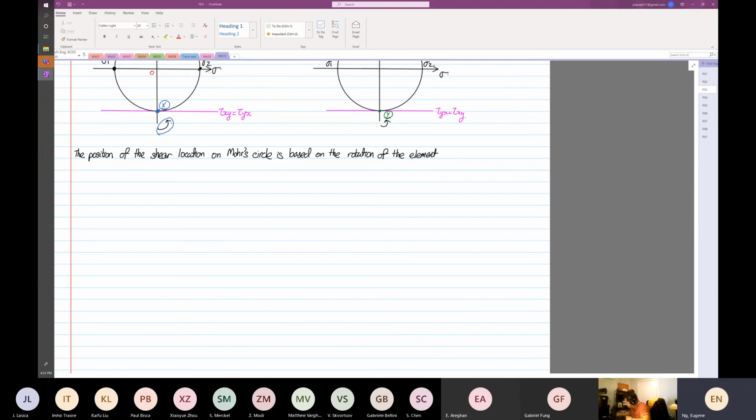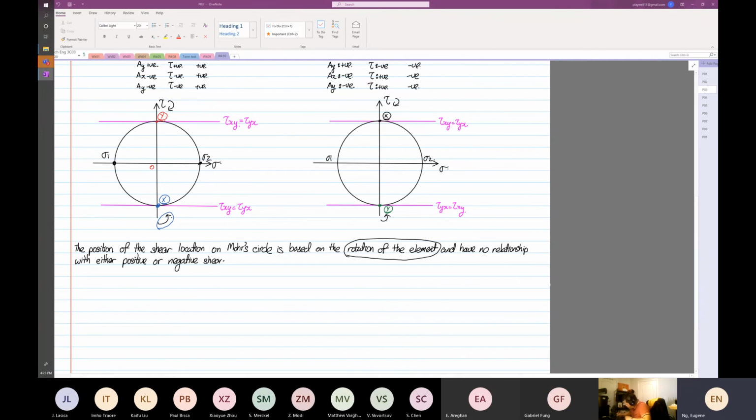And it has no relationship with either positive or negative shear. So it's all based on what? Rotation of the what? It's all based on the rotation of the element.